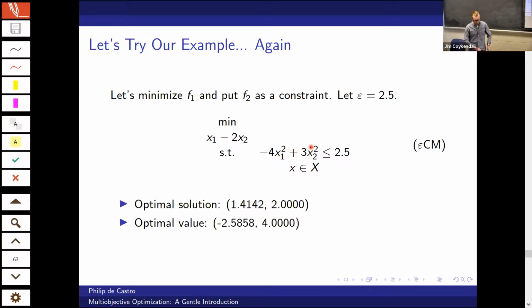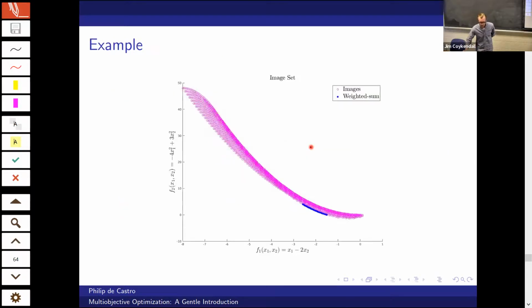So again, doing some MATLAB magic, optimal solution and our optimal value. So we have an optimal value of -2.6 and 4. So again, let's look at that up here. So -2.6, right? So that's maybe around here is the point that we found. But again, we're still not doing super great, right? We still haven't really found the entire Pareto set. We just found a little chunk of it.